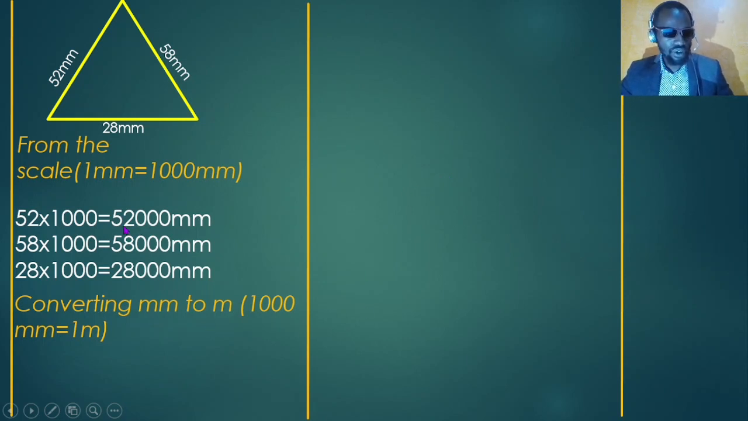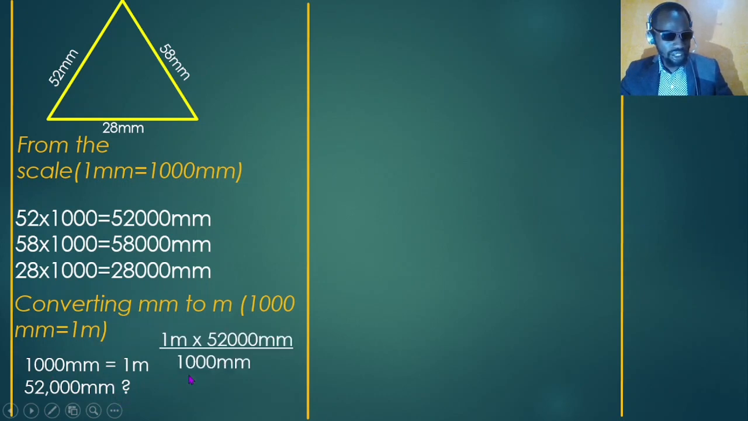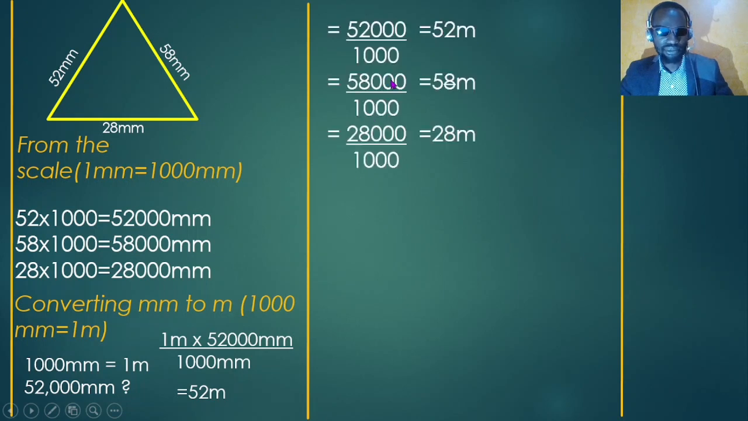So if you are to convert from millimeters to meters, you say that if 1,000 millimeters equal 1 meter, what about 52,000 millimeters? So then we cross multiply. When we cross multiply, we will get 1 meter multiplied by 52,000 millimeters all over 1,000 millimeters. Basically, this will cancel out, and this unit will cancel out, and we will remain with 1 meter by 52. We shall be having 52 meters. So you can do the same for the rest. It is equally the same as saying each of these dimensions divided by 1,000. So if we do so, we shall get 52 meters, 58 meters, and also 28 meters.